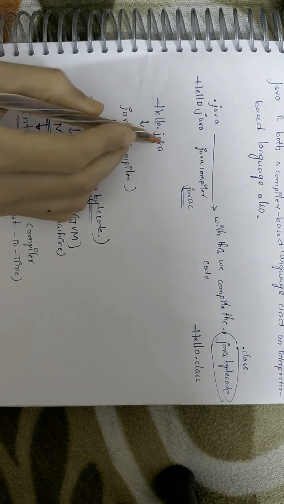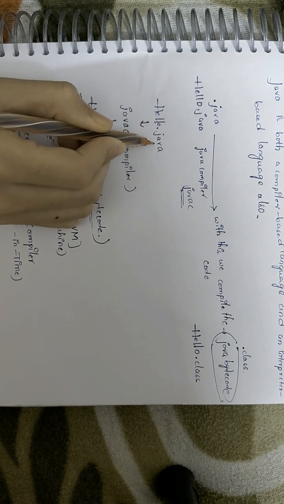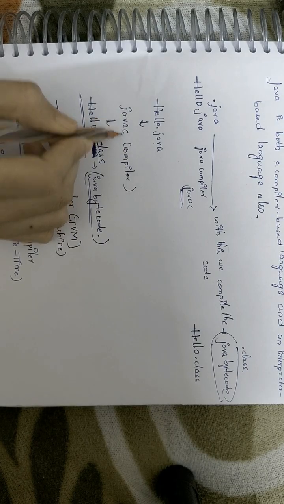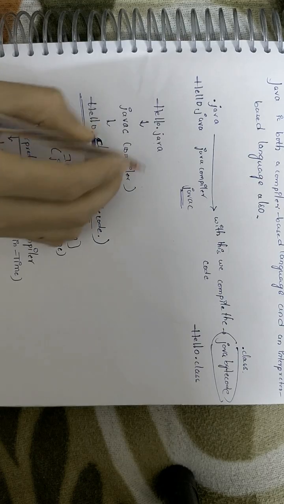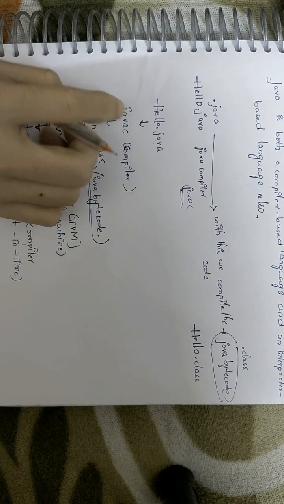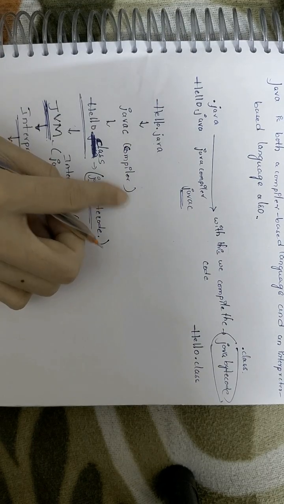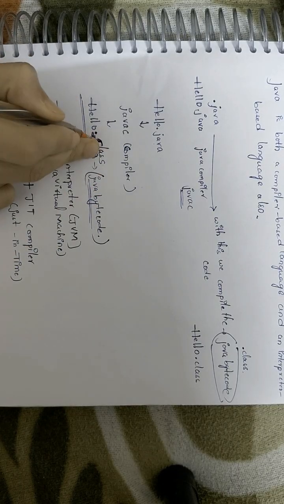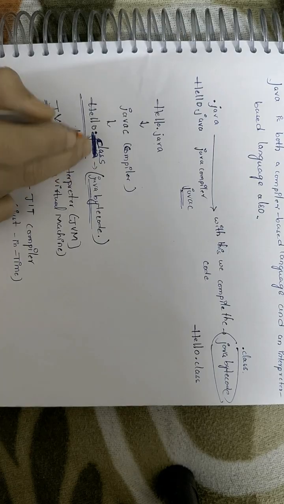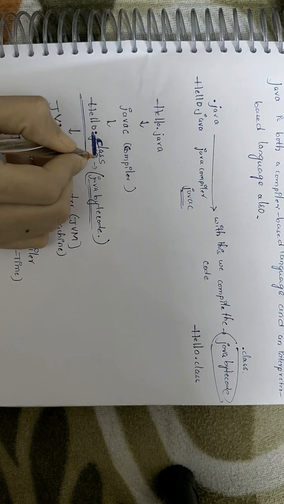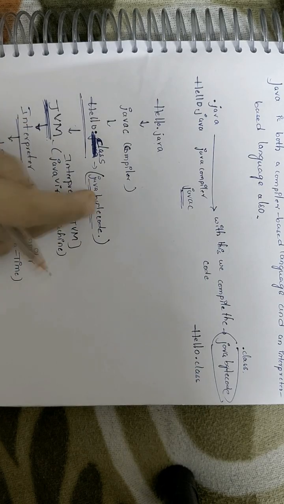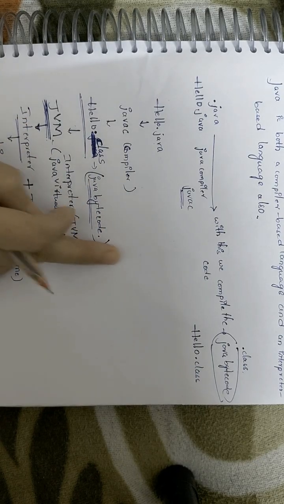So up to this level, hello.java is the source code, and the source code is compiled by javac. This is compilation. This javac compiled our source code and this code is converted into hello.class. With the extension of class we converted our source code into compiled code, into bytecode. So up to this level is called compilation.